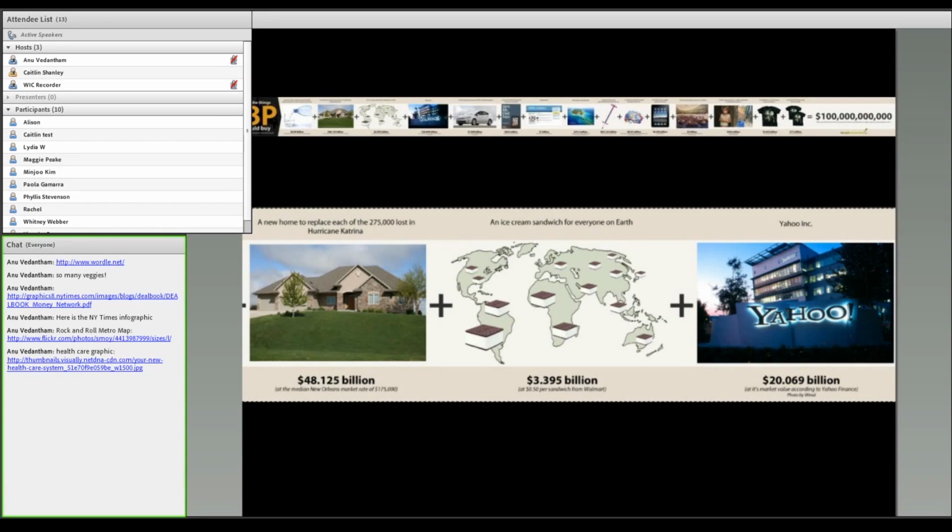So some of the detail in here shows BP, with the money that they lost from the oil spill, they could have bought a house for each of the ones that was destroyed in Hurricane Katrina, and an ice cream sandwich for everyone on Earth, and Yahoo, just to pull out a detail from that graphic. So we can look at a huge number like that total at the end there and try to understand how big that is, but this I think is a really interesting graphic because it gives you a lot of examples and helps you really understand just how much money we're talking about here.